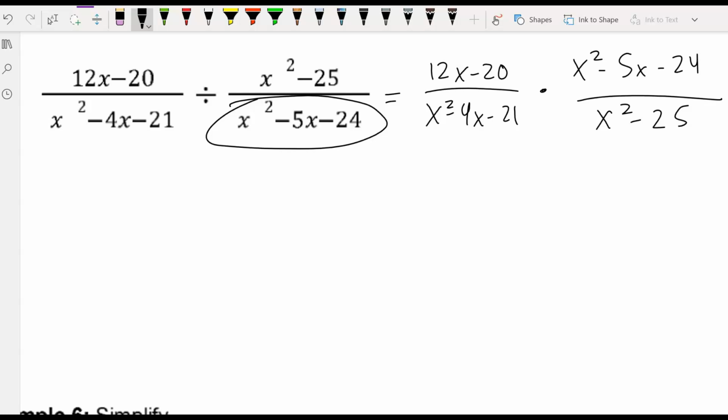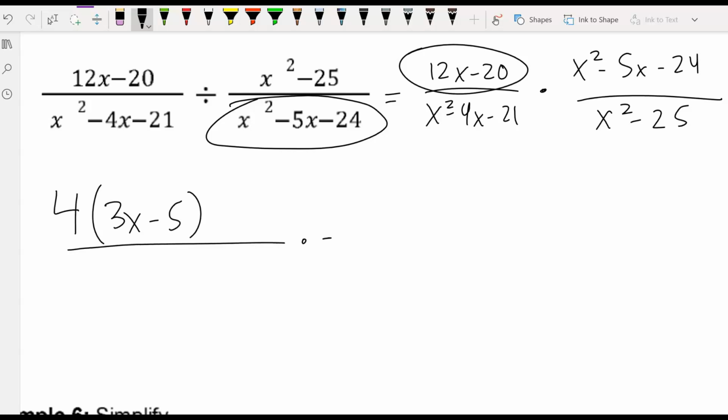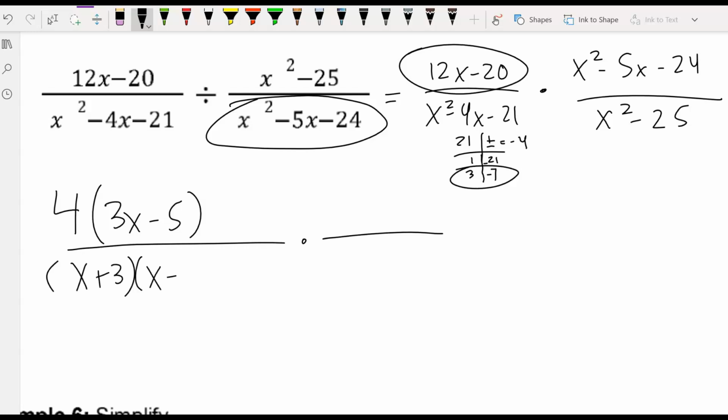So looking for GCFs, the only one that has a GCF is this top one. So we can factor out a 4. Then we'll have 3x minus 5 left over. All right, then the bottom. So factors of 21. We want to add or subtract to equal -4. So 1 and 21, 3 and 7. Big numbers will be negative. So it's going to be (x + 3)(x - 7).